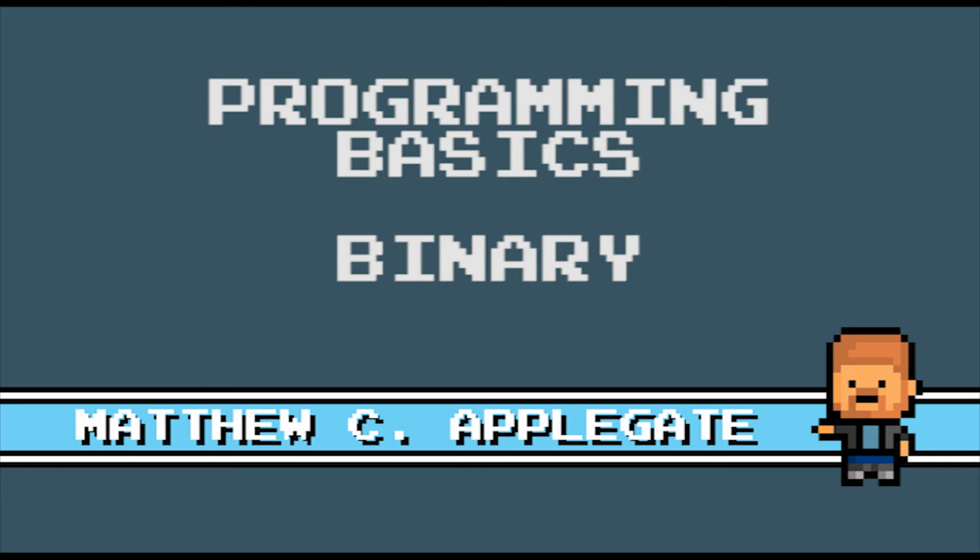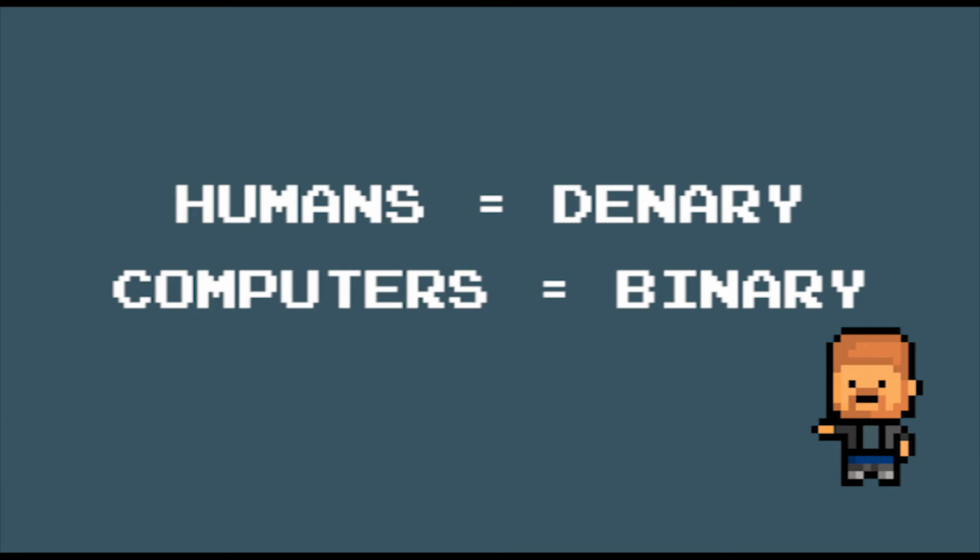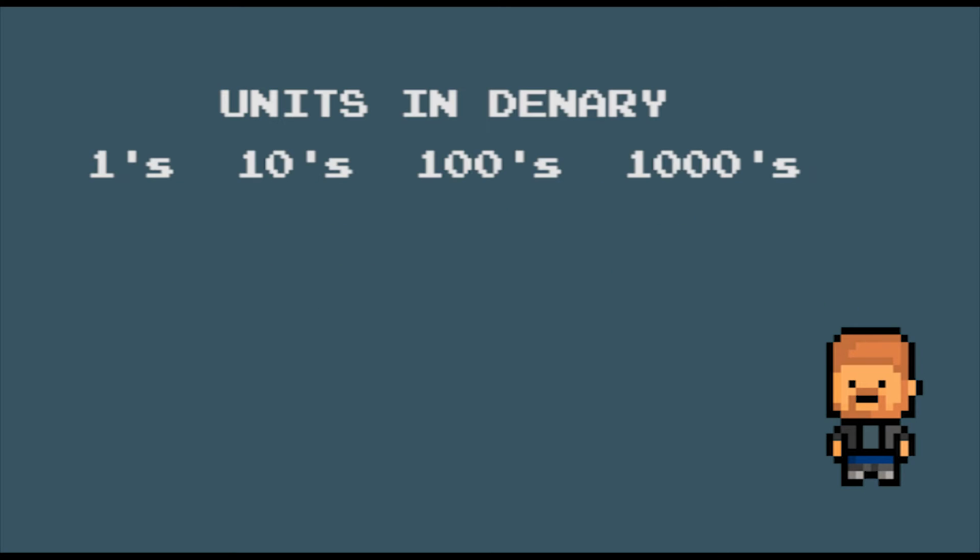Let's look at this in more detail. In our everyday life, we use a number system called denary, 0 to 9. This is referred to as a base 10 system, and the units, the 1s, 10s, 100s, and 1000s, etc., increase by the power of 10. Say, 10 times 1 is 10, 10 times 10 is 100, and so on.